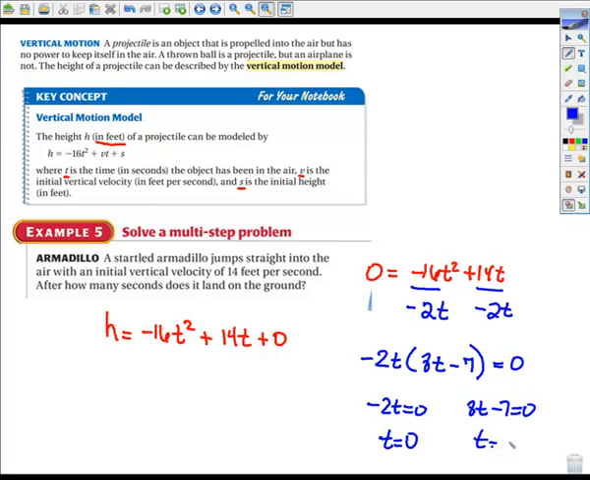Here I will add 7 to both sides and divide by 8. So less than 1 second he's back on the ground, so it's pretty quick. 7/8, or you may have ended up putting down 0.875 seconds. Either way is okay. I just leave it as 7/8.